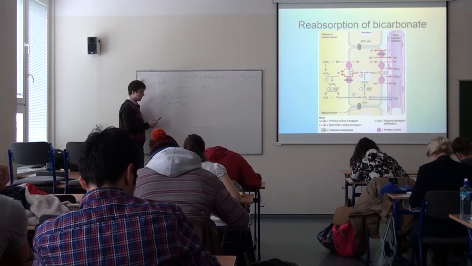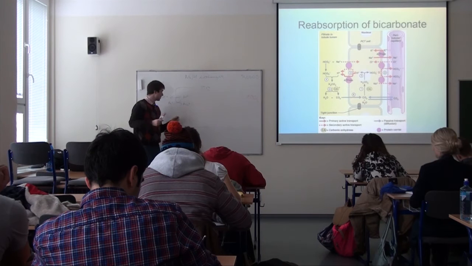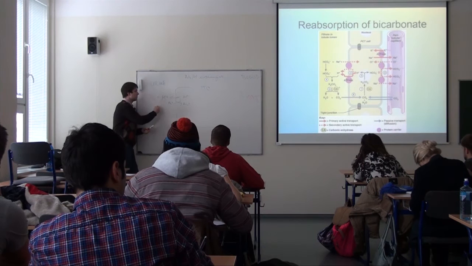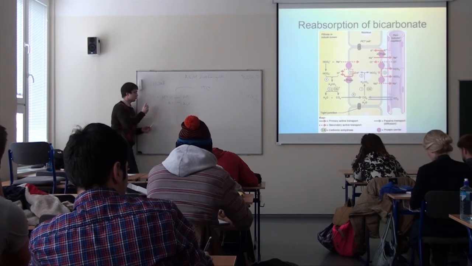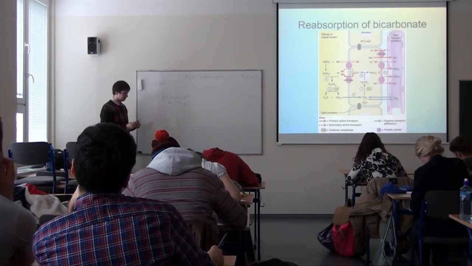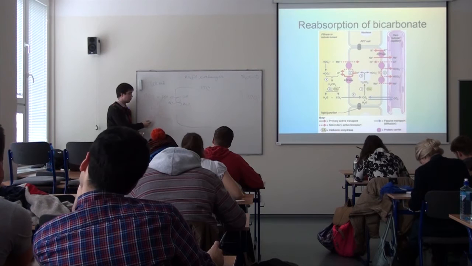It's a typical secondary active transport, so this sodium has to be transported outside the cell by the NaK ATPase. So now you have in the urine bicarbonate plus hydrogen proton. These two compounds can combine together and produce, how is this acid called? Carbonic acid. And this carbonic acid is broken down into two compounds, water and carbon dioxide, yes?